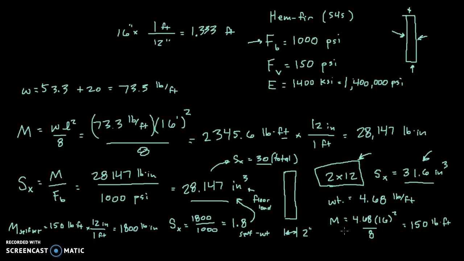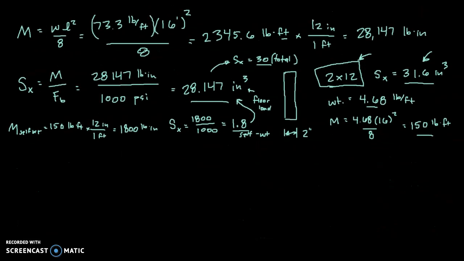We calculated the self-weight, or looked up the self-weight, calculated the moment caused by that self-weight, and then determined how many additional inches to the third of section modulus we need. It was a very small amount, only 1.8. When added to the initial requirement, it resulted in a total of 30, which still is less than what we have provided. So this 2x12 will be adequately strong enough to resist the load without exceeding the maximum allowable bending stress.